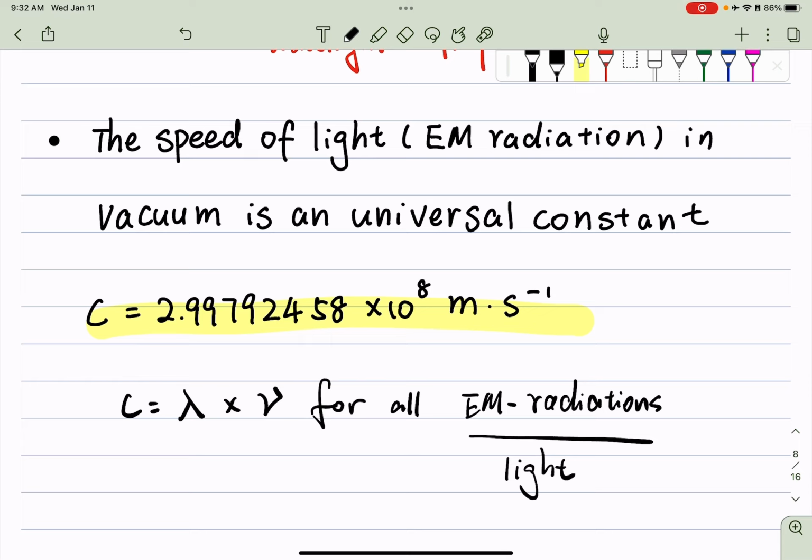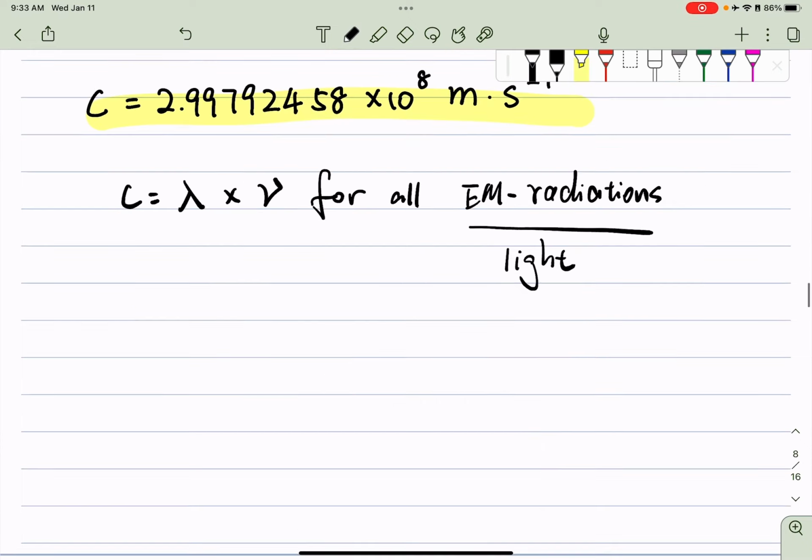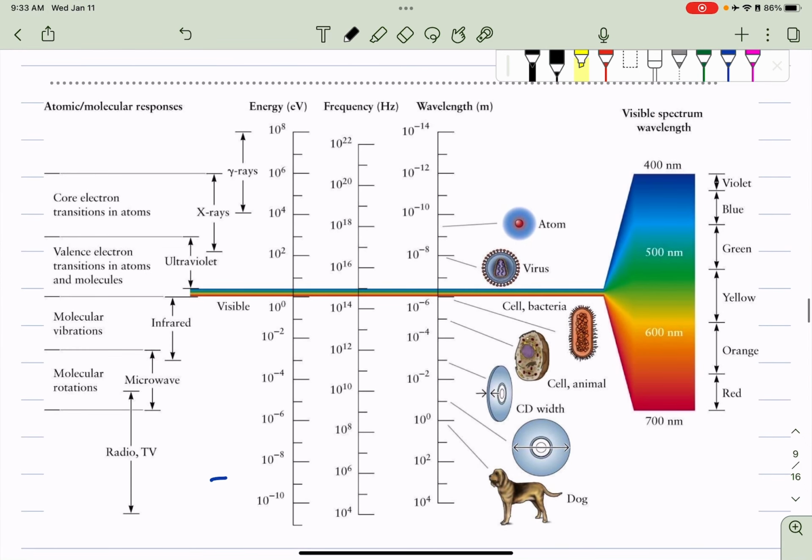This is more or less an intuitive idea when we're talking about the wavelength and frequency of light. If we look at the EM radiation spectrum here, we know the product of wavelength and frequency is a constant. So if we have lower frequency, we expect it to have longer wavelengths.